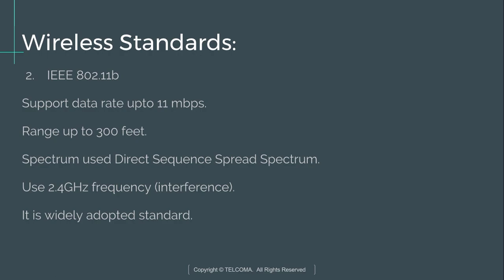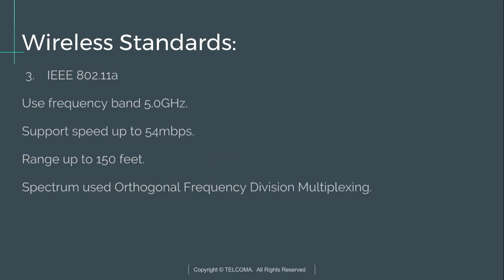This standard was widely adopted because it gave a speed of 11 Mbps. And its updated version was IEEE 802.11a, which used the frequency band of 5.0 gigahertz, and this frequency band reduced the chance of interference from devices such as telephones and microwave ovens. This standard supports speeds of up to 54 Mbps, its range is up to 150 feet, and it used the modulation technique orthogonal frequency division multiplexing, that is OFDM.